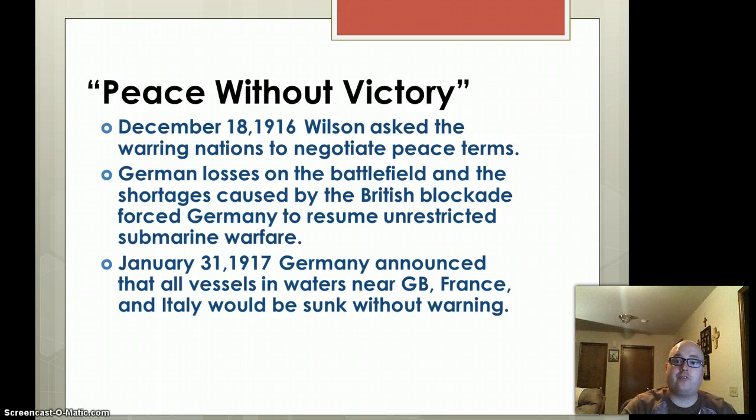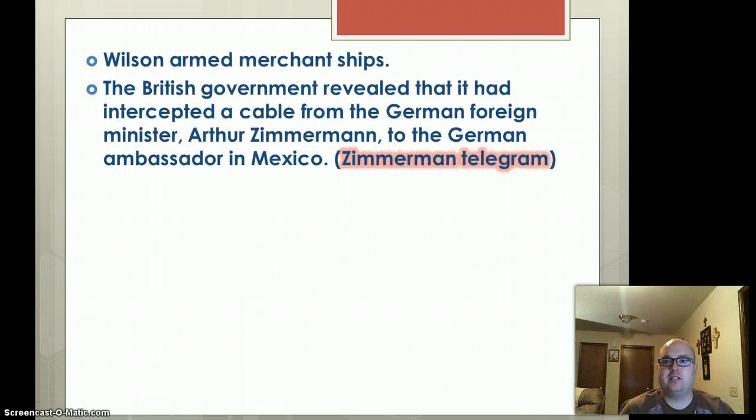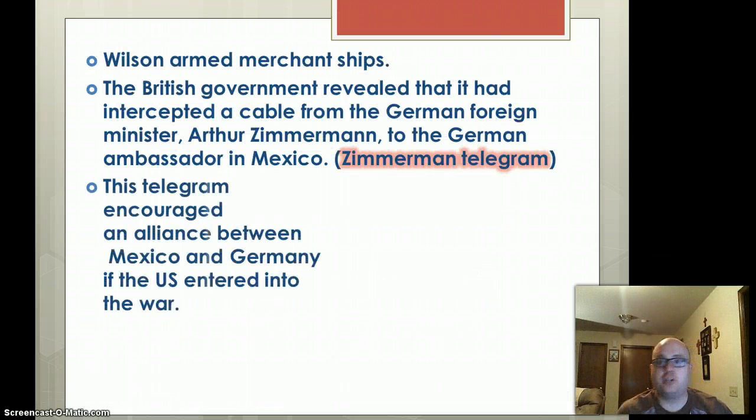Right? On January 31st, 1917, Germany announced that any ship in their waters, they were going to blow up. You're going down. If you're in our water, you're going to be sunk without warning. This is your one warning right here. And so unrestricted submarine warfare continues. Wilson is going to arm merchant ships.